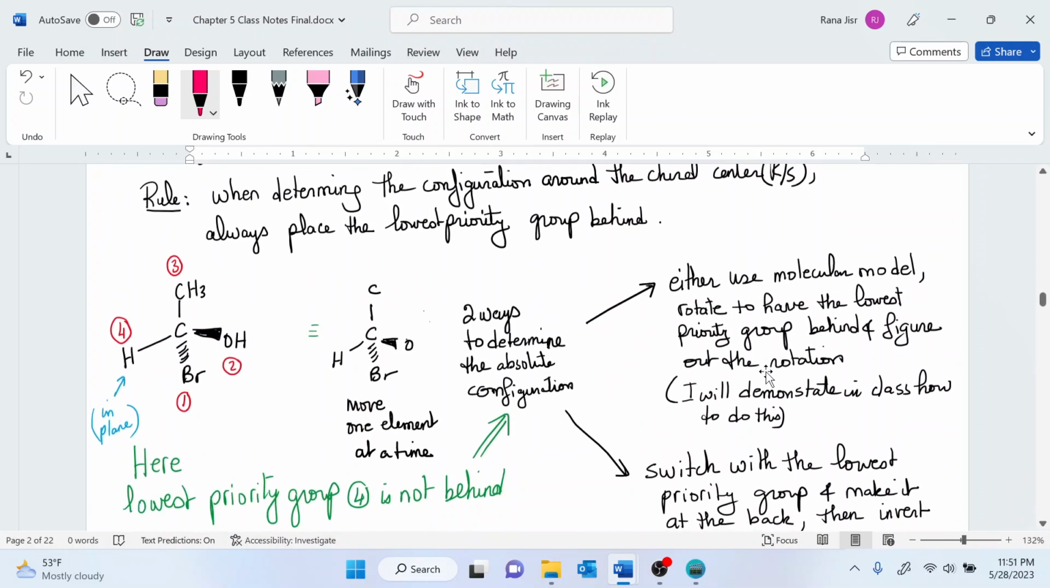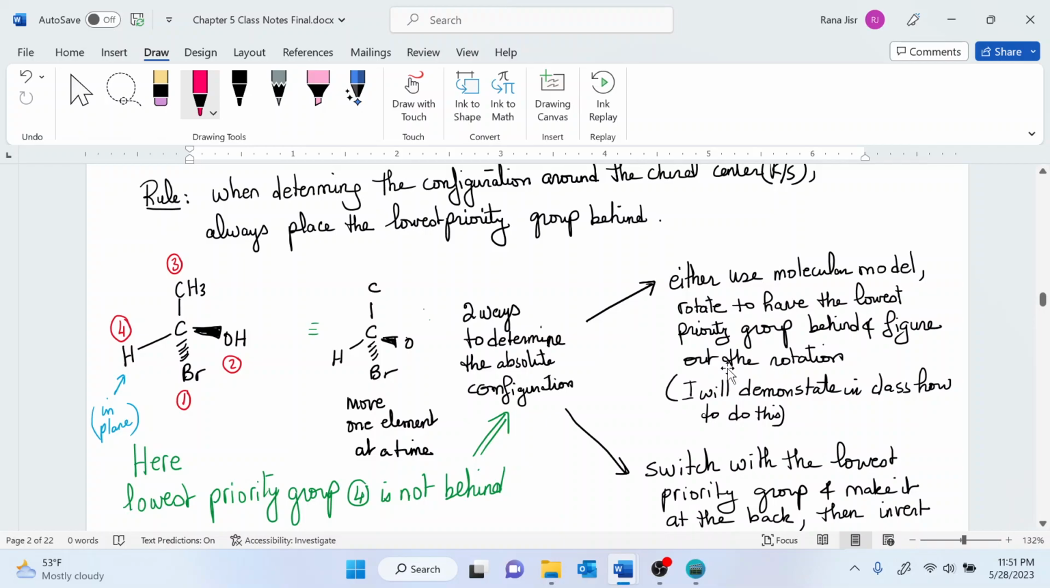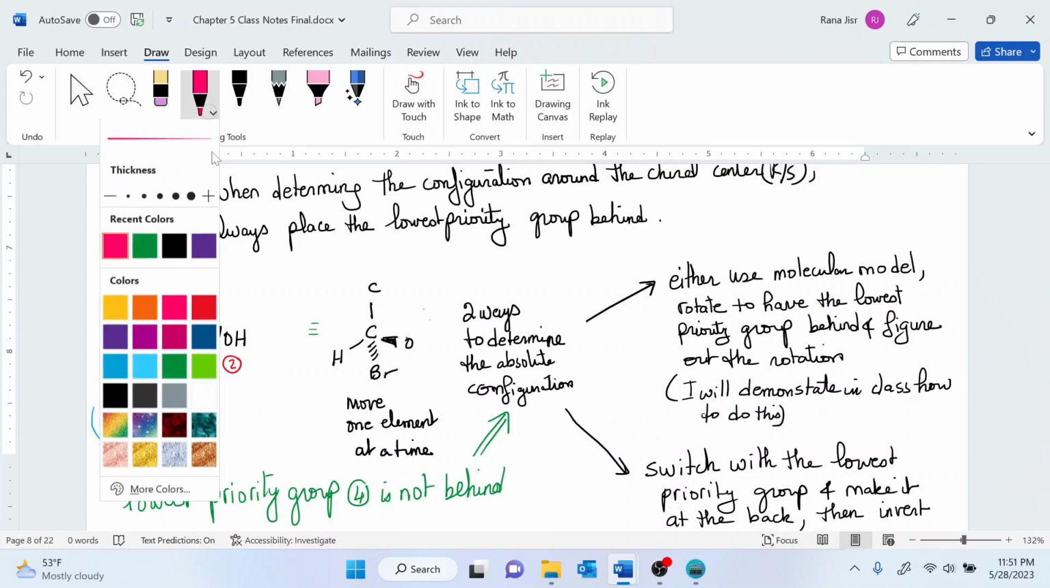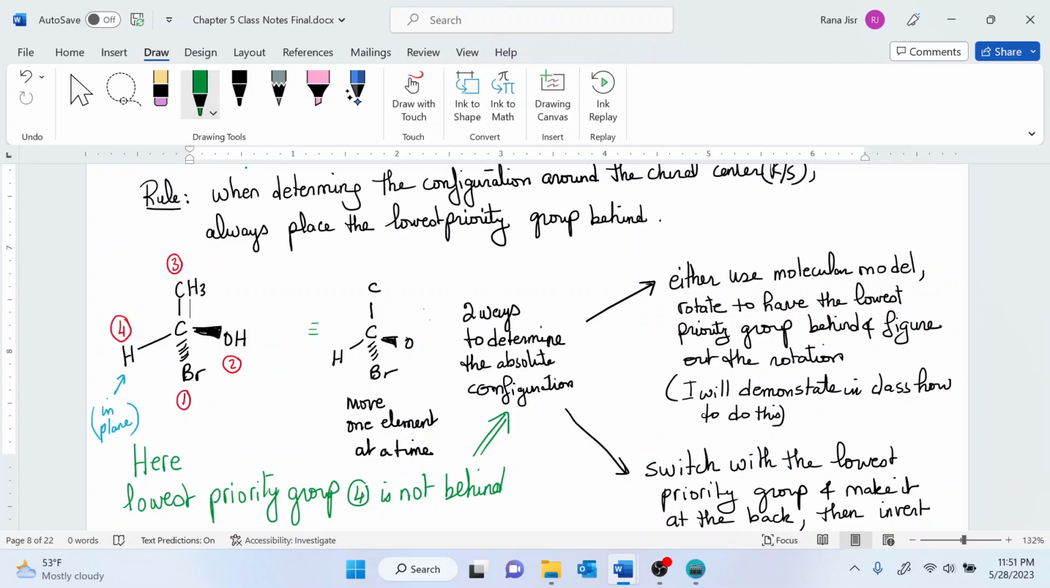Let's have another example, okay? Something like this. So the first thing that you do is, again, you go one element at a time. First of all, you need to locate your chiral center. So this is going to be my chiral center over here. Let's go ahead and put an asterisk because the rotation, the absolute configuration is always around the chiral center. So you would need to have a chiral center in there.